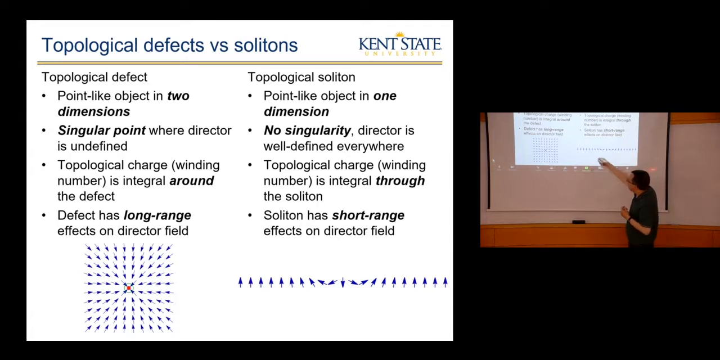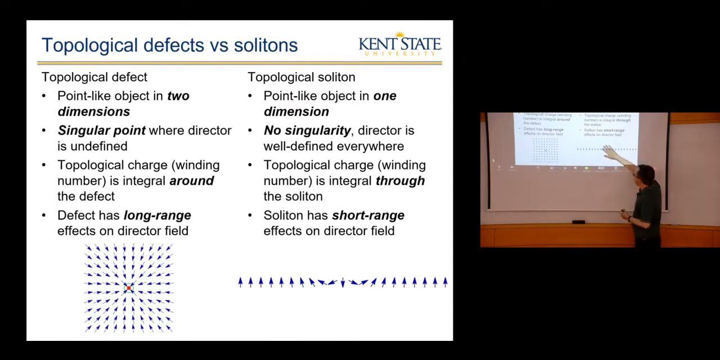In this case, the topological charge is an integral around the defect. You stay out of the red dot and draw around the dot. Here, you go straight on through the topological soliton. And maybe one more thing to say is that in this case, the defect has a long range effect on the director field. That is, even if you don't see this point, and you just probe the director field really far away, you can tell that there's a defect there.